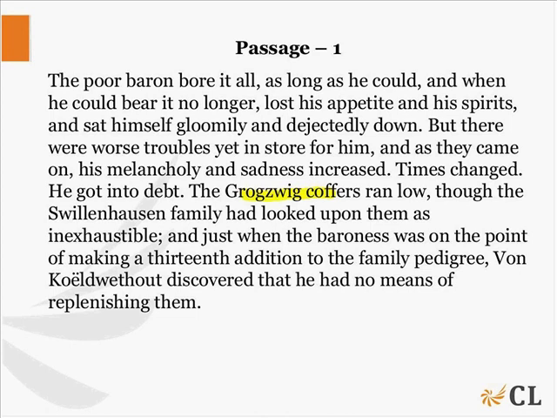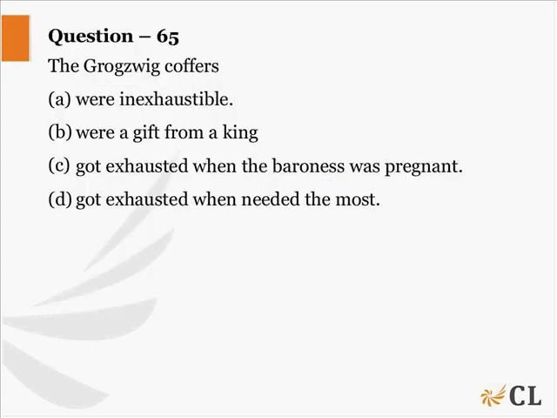Why can't it be A? My dear, what was the reality? The Grogzwig coffers ran low, though the Svilhoshan family had looked upon them as inexhaustible. It means, I'm saying that Tendulkar scored a 60, right? Though the audience expected him to score a century. So what is the reality? Tendulkar scored a 50, not a century. So the reality is not what the people were expecting, but what happened. So what happened? The Grogzwig coffers ran low. So how were they inexhaustible? They were thought to be inexhaustible, but they were not.